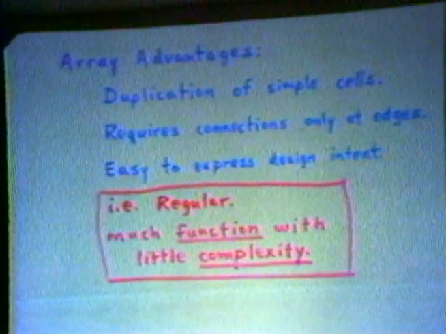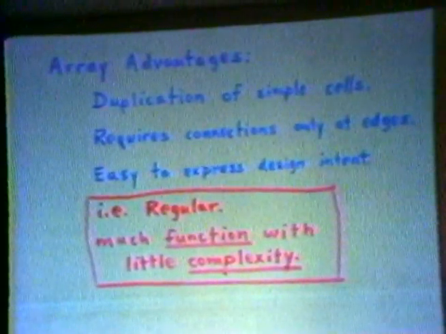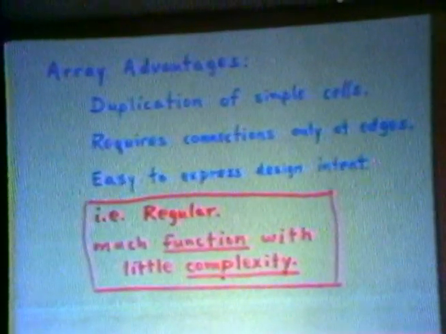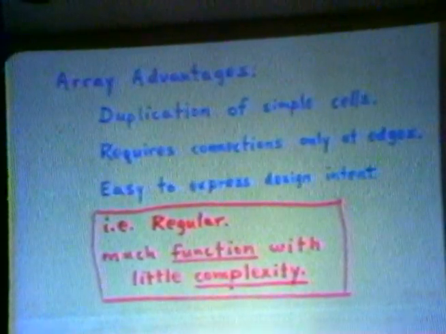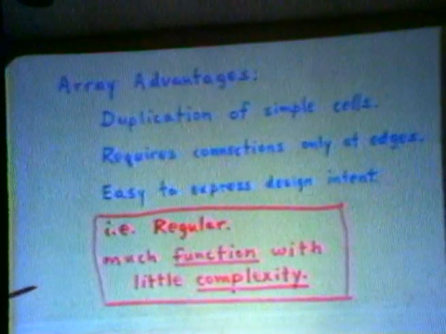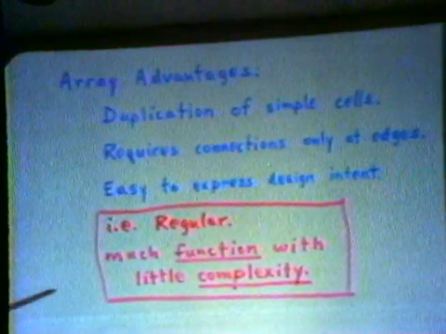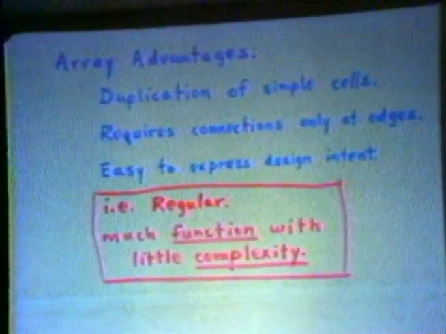It's like a very simple data structuring concept that programmers are used to, a way of organizing a large amount of stuff with a very simple structure. So that's the whole point of this, regularity. You get a lot of function out of an array with very little complexity. Okay? I'll give you some examples of the topology of an array, how you go about getting the wires around, and so on.